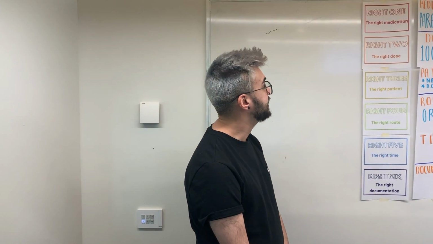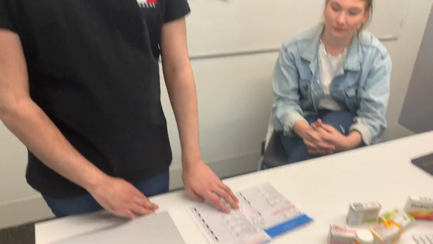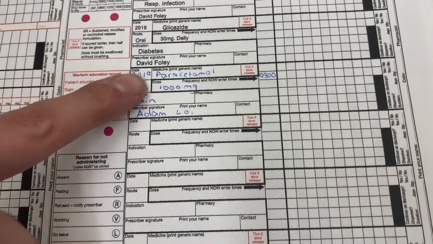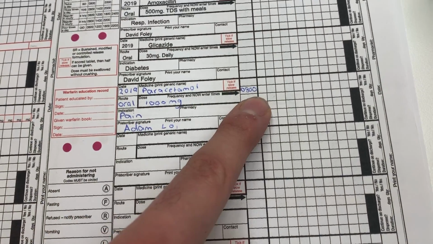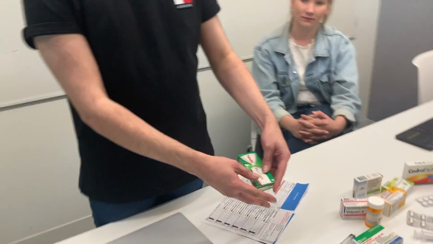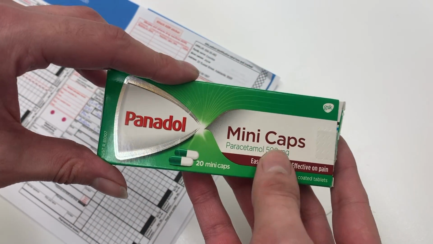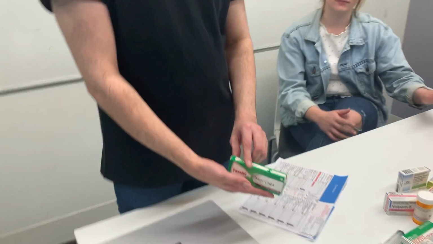The first right is the right medication. Just for an example today, we're going to be looking at the drug paracetamol. We have a drug chart here that shows that paracetamol has been prescribed. Its route here is oral, and we can see that 1,000 milligrams is to be given at 8 o'clock in the morning, and it's for pain. But what we first want to confirm is that we have the right medication. So that would be us looking at the box of tablets, and we can see that this is paracetamol 500 milligrams. So we can confirm there that this is the correct medication.